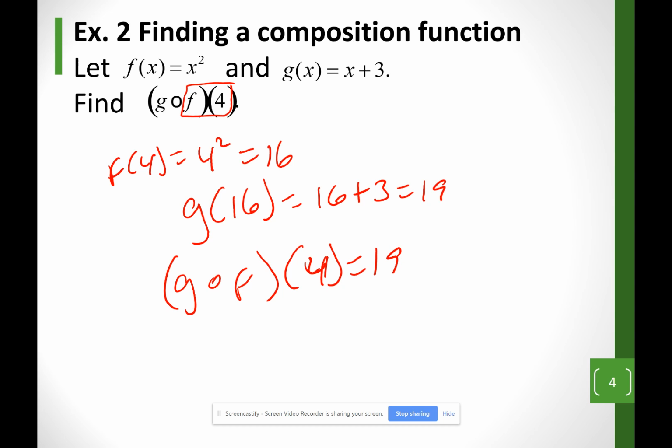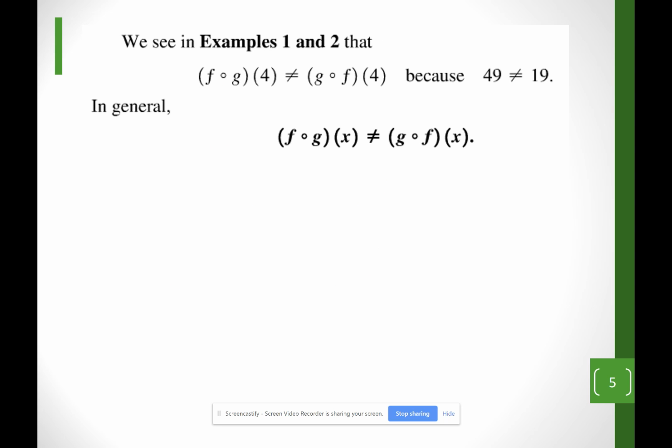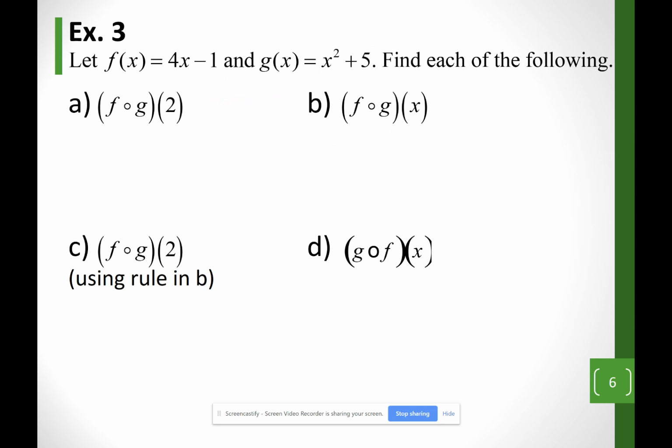So again, we work the center first and then we work our way out. One thing that we want to emphasize though, f of g of 4 was 49, g of f of 4 was 19. So the order does matter. So don't think that because you're using f and g of 4, you always get the same answer.